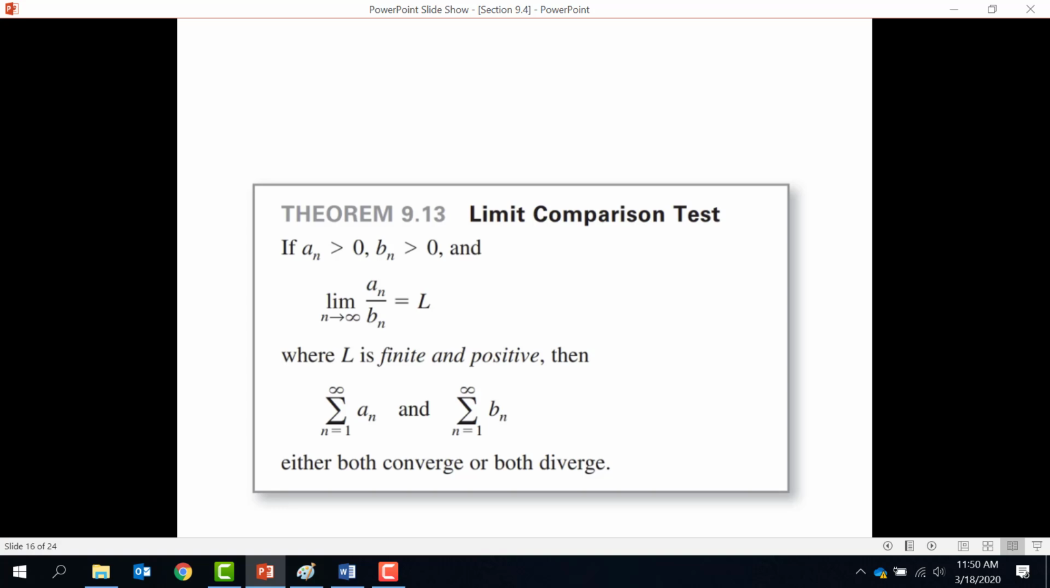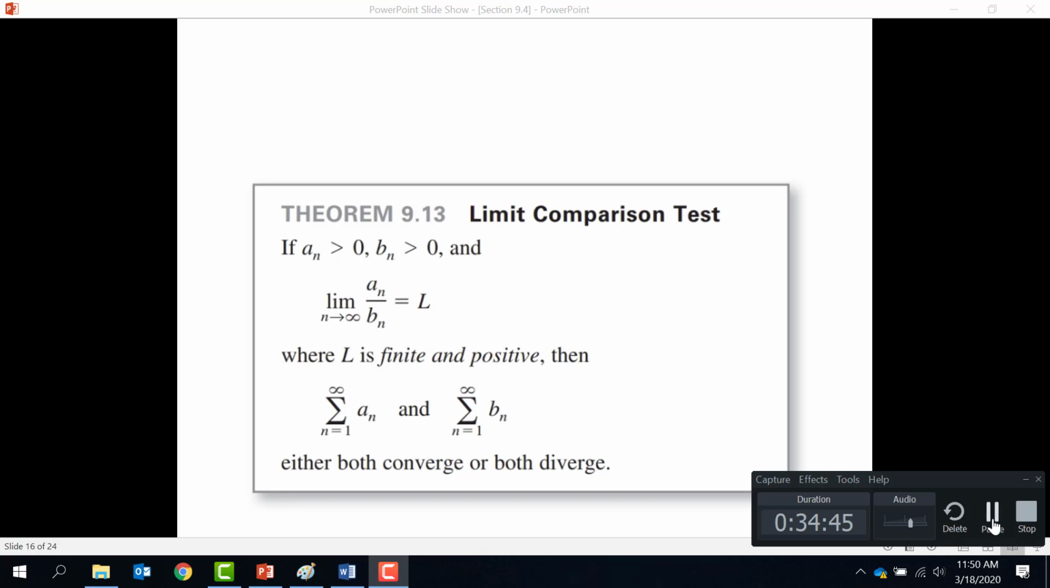Now, the last 2 examples were made to show you how difficult this can be. So rather than a direct comparison, Theorem 9.13 allows us to use the limit comparison test. And again, we're requiring only positive terms. And if we find the limit as n goes off to infinity of a sub n divided by b sub n, and we get a finite number.